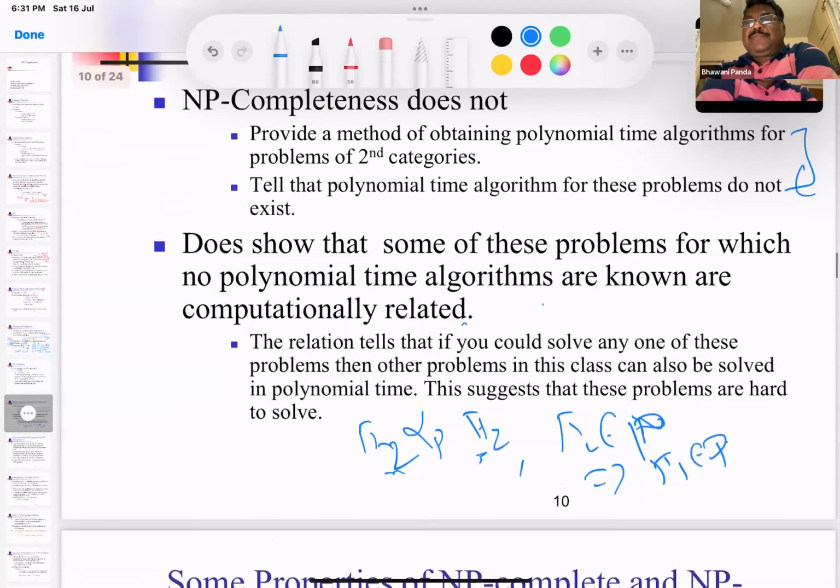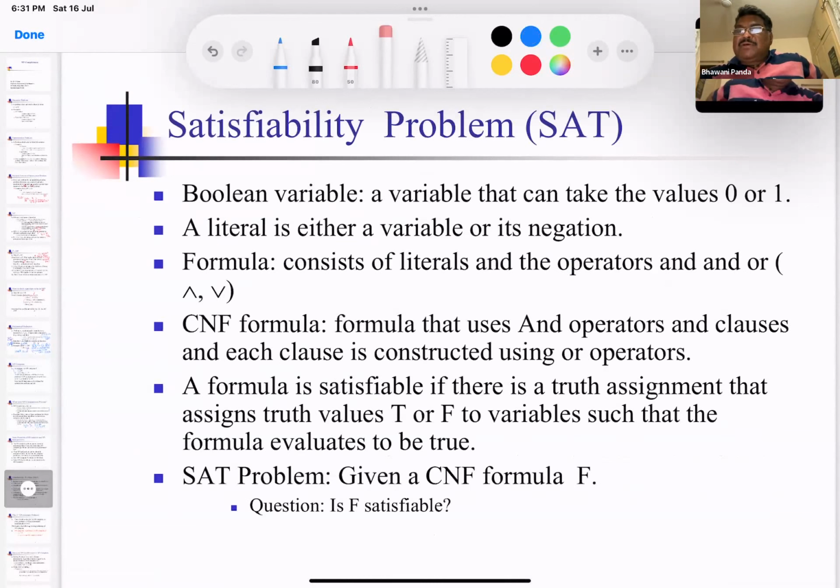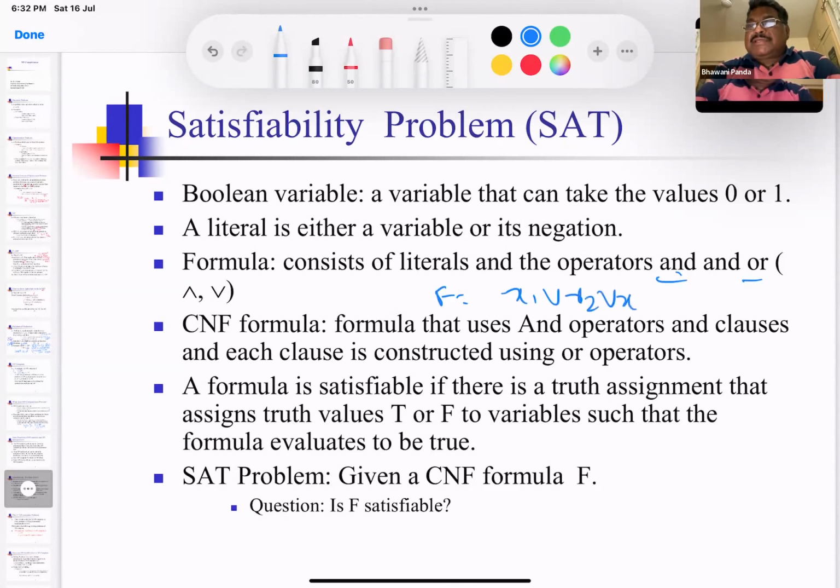A Boolean variable is a variable that can take the value 0 or 1, and a literal is either x or its complement, the complement of the Boolean variable. A formula consists of literals and the operators AND and OR. For example, formula f is x1 or x2 or x3 complement. This is using the OR operator, or I can use an AND operator also, with x4. So this is a formula.